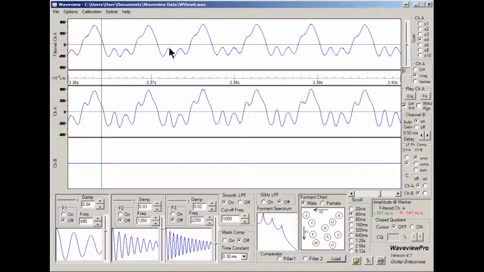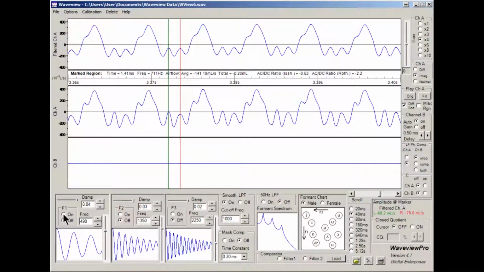We could determine the period of the first formant by clicking on two succeeding peaks in the waveform. In the information bar on the screen, it'll say that the period is 1.4 milliseconds. The reciprocal of that is the frequency of the first formant, which is 711 Hertz. And so we want to set that to 711 Hertz.